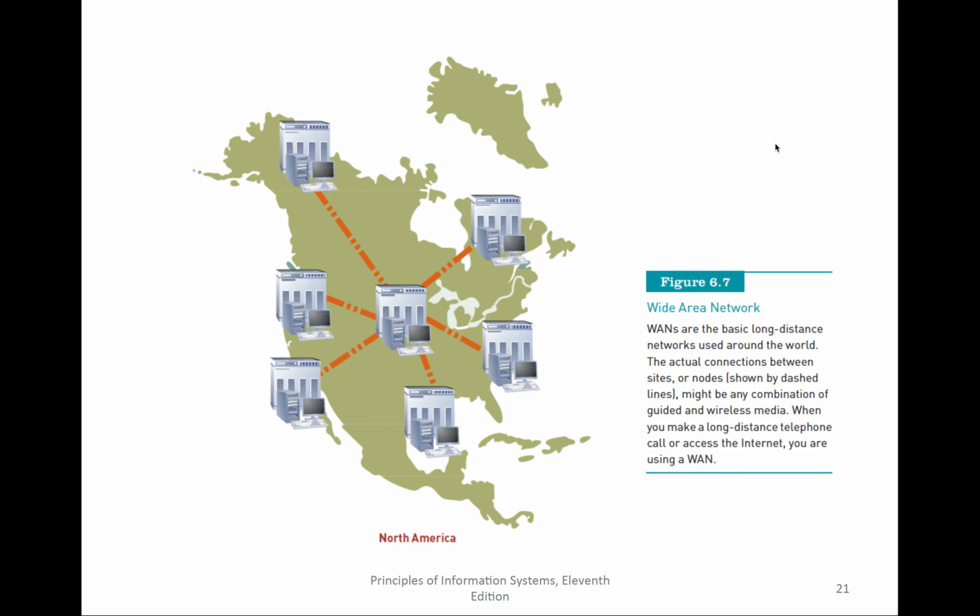Then we have example of wide area network. These are the basic long distance network used around the world. The actual connections between sites or nodes shown by dashed lines might be any combination of guided and wireless media. When you make a long distance telephone call or access the internet, you are using wide area network.